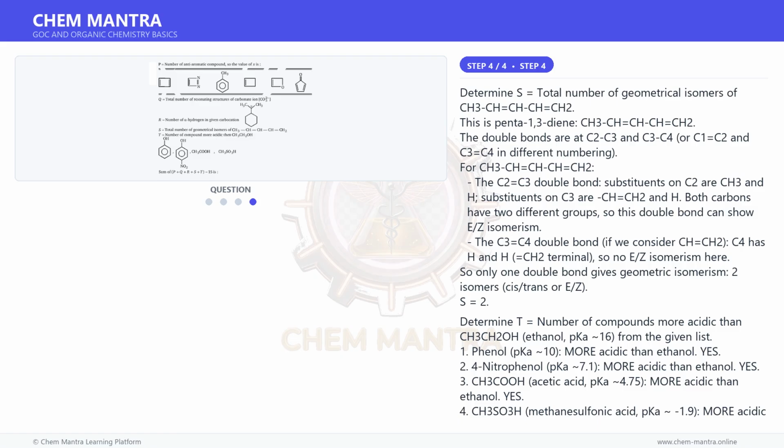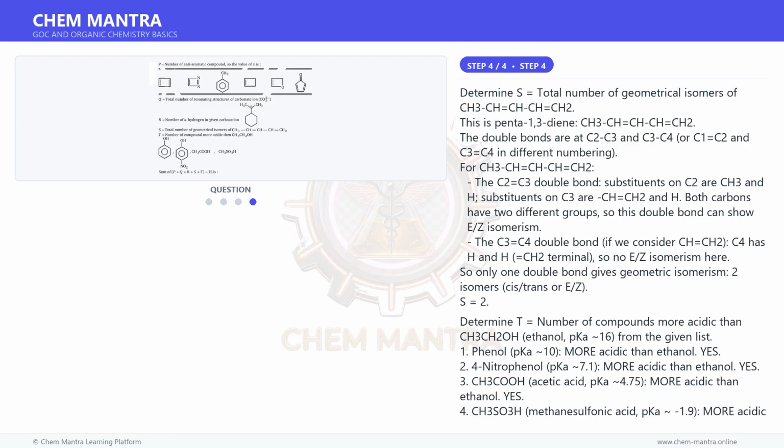Determine T, the number of compounds more acidic than ethanol, pKa 16, from the given list. 1. Phenol, pKa 10, more acidic than ethanol. Yes. 2. 4-Nitrophenol, pKa 7.1, more acidic than ethanol. Yes. 3. CH3COOH, acetic acid, pKa 4.75, more acidic than ethanol. Yes. 4.